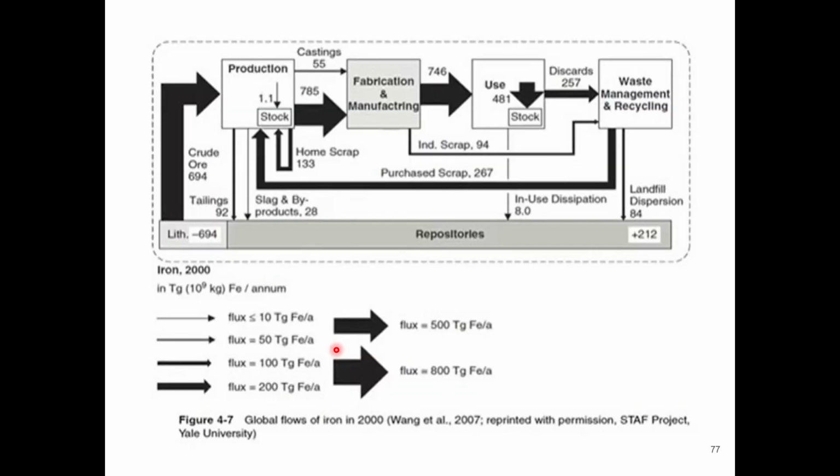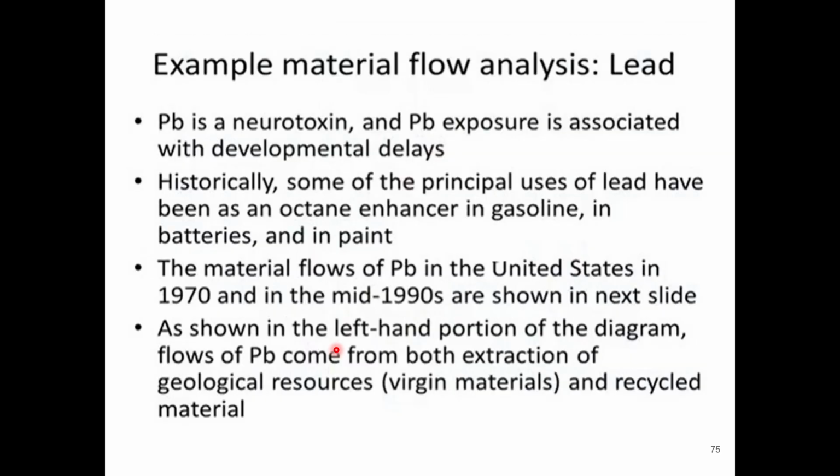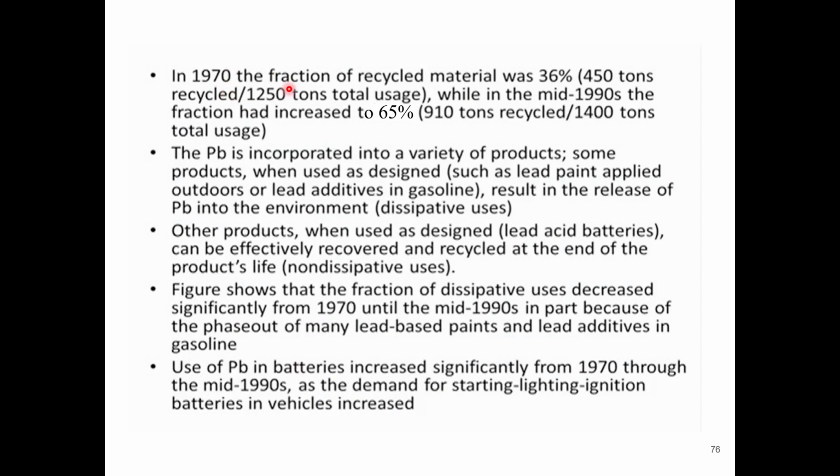We'll see here, as shown in the left hand portion of the diagram, flows of lead come from both extraction of geological resources, virgin materials, and recycled material. I think this slide has been missed here, but basically it tries to explain the material flow analysis. In 1970, the fraction of recycled material was 36%. That was 450 tons recycled per 1,250 tons total usage. While in the mid 1990s, the fraction had increased to 65%. That is 910 tons recycled out of 1,400 tons total usage.